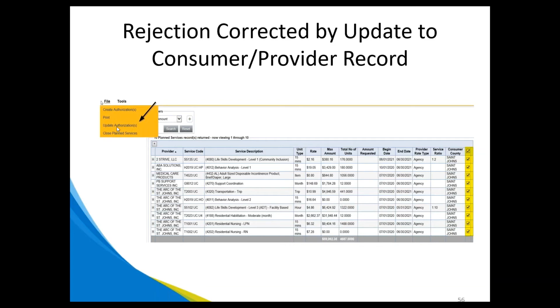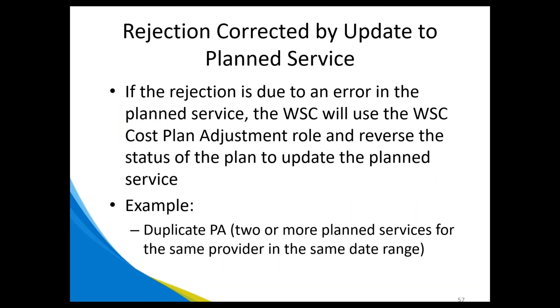You're just going to check all the boxes, and then you're going to go File, Update Authorizations. So that's in the scenarios where the consumer's Medicaid was off or the provider ID number was off. You're going to just do this, and what that will do is put all of those authorizations back into what we refer to as a ready to send status so that they will retransmit to FIMIS, and then FIMIS will be able to process them.